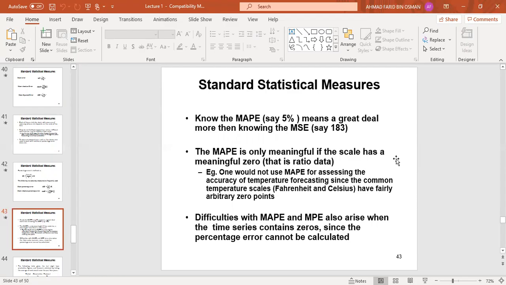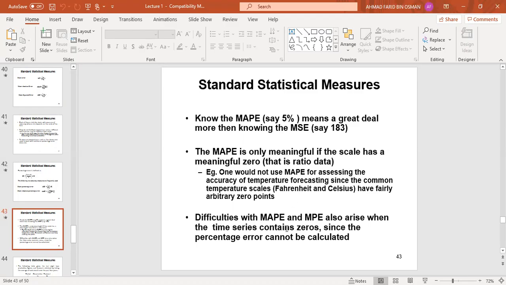So it is not really meaningful to compute when the value of the variable, although it equals 0, does not represent the absence of temperature. It's just a value used to represent different levels. It's not a true number.